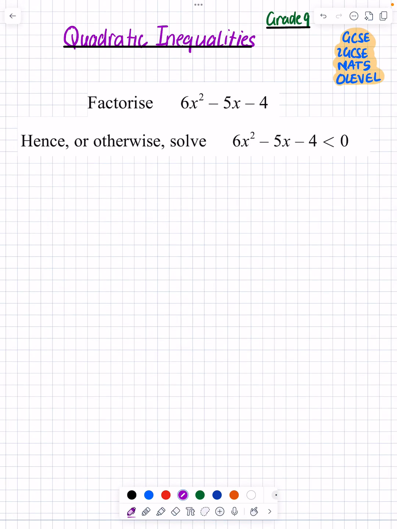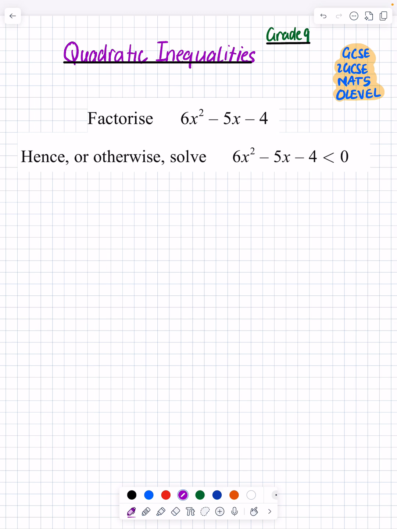So, a question on quadratic inequalities. It says factorize 6x² - 5x - 4, and then it says hence or otherwise solve this inequality, 6x² - 5x - 4 < 0. Now, firstly, let's factorize this quadratic expression, which is 6x² - 5x - 4.